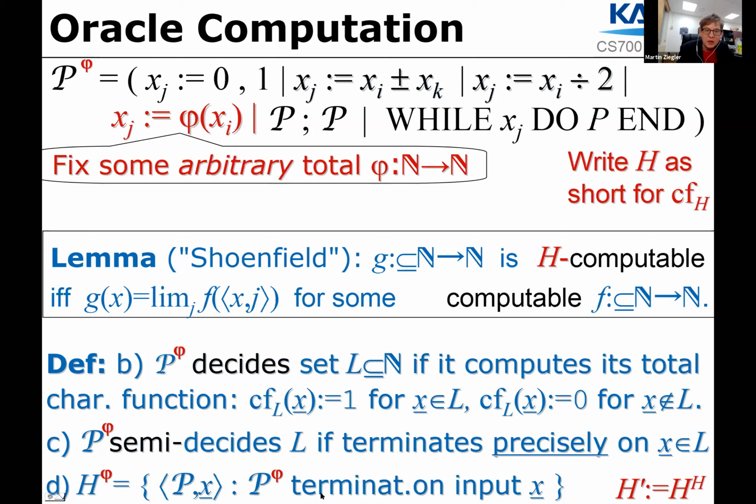And then we arrive at an Oracle version of the halting problem. The Oracle version of the halting problem is the question: given the code of a program, just the code, and an input to that program, when executing this program code with Oracle access to this phi, does it terminate or not? This is the Oracle version of the halting problem. And if we consider different oracles phi, then these become different halting problems.